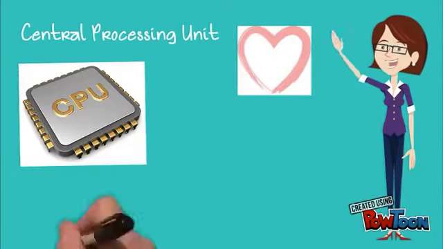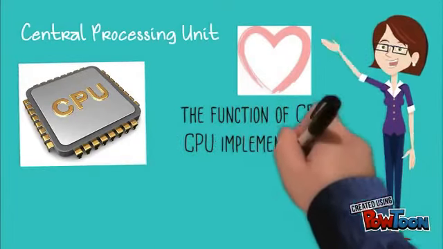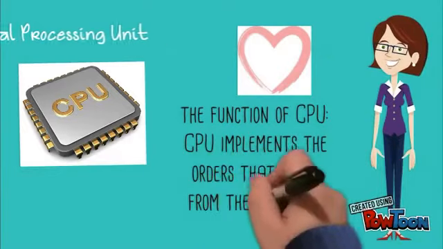Central Processing Unit implements the order that comes from the operating system. It is considered as the heart of the computer.